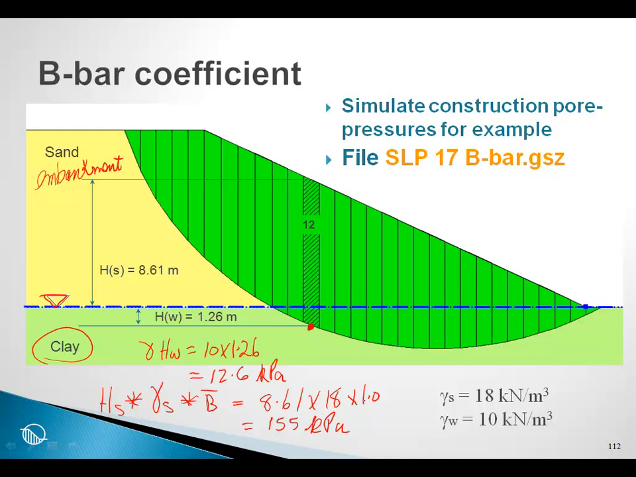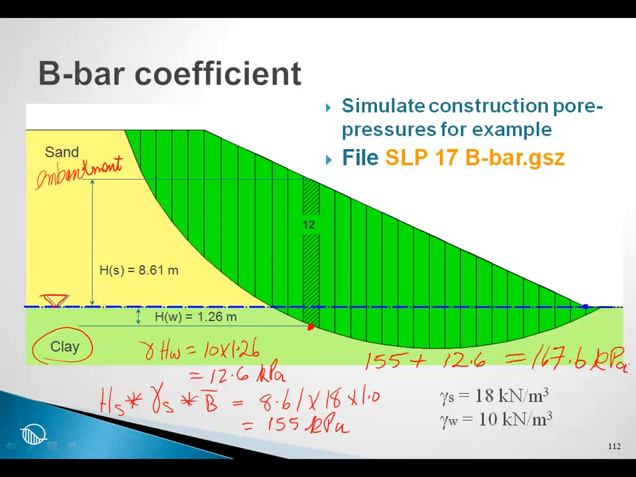So the pore pressure that will be used at the base of slice 12 in SLOPE/W will be 155 plus 12.6, which is equal to 167.6 kPa.